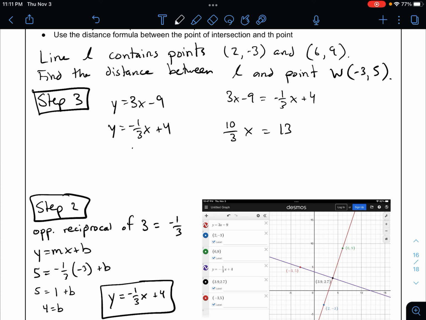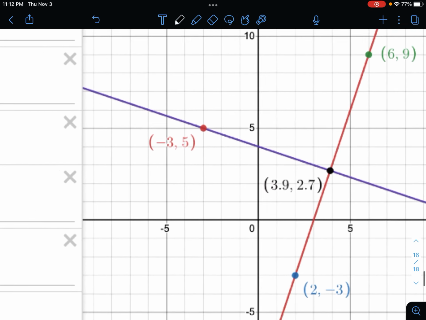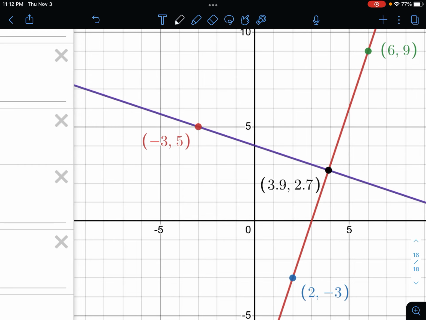Then I've got to multiply by the reciprocal to get x by itself, right? So times 3/10 on both sides. That means x is going to be 39/10, which is just 3.9. All right, so we found the x value, which is great. But now I've got to plug it in and find the y value, because I'm trying to find the location of this point. And you can see we do get a 3.9 there for x.